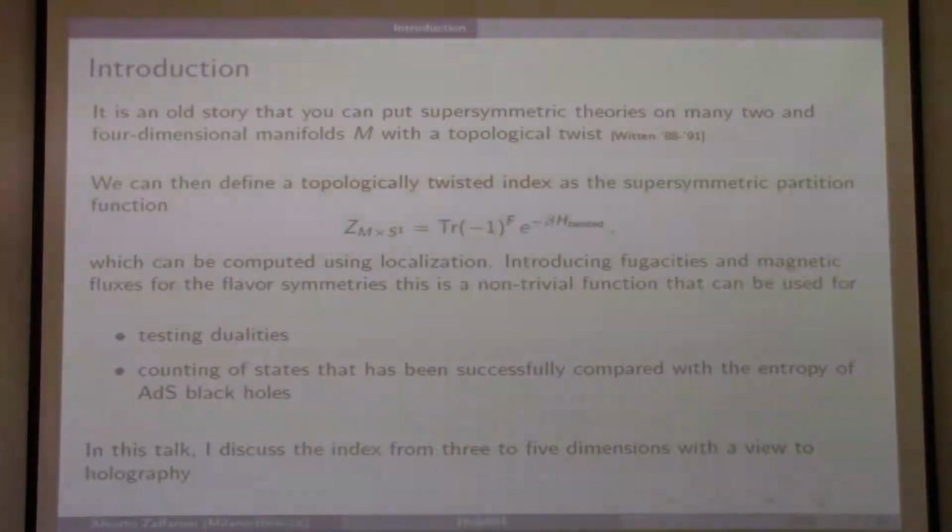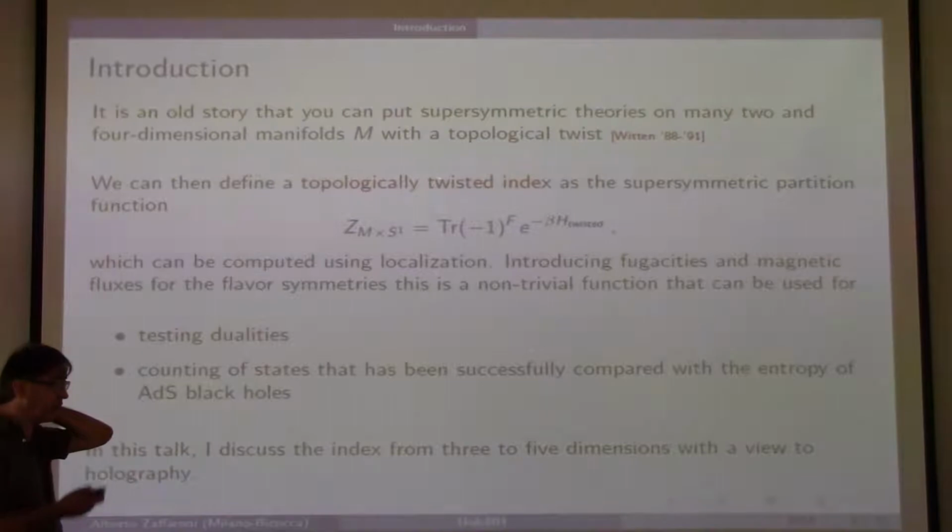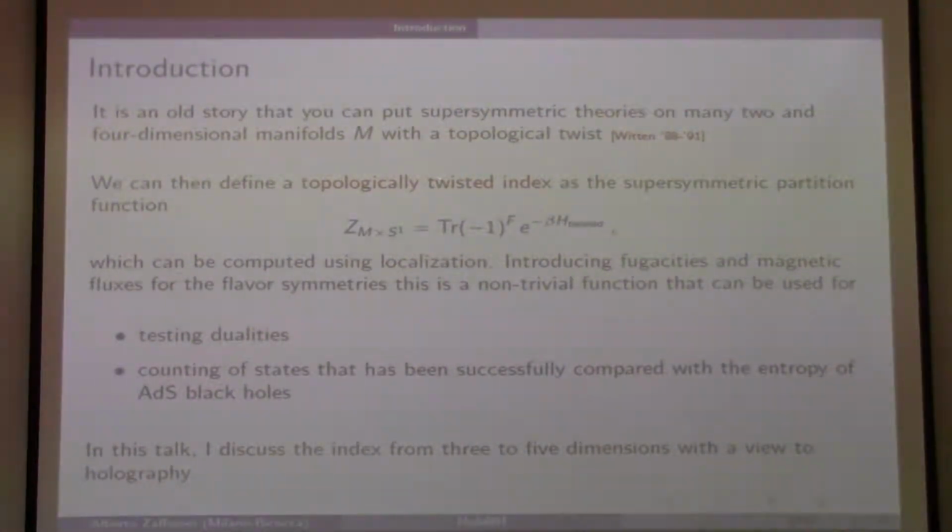As you know, this is a very long story. Using a topological twist, you can put many supersymmetric theories, if you have enough supersymmetry, on almost all manifolds in 2 and 4 dimensions. This goes back almost 30 years ago. And the topologically twisted index is just a sort of index in this particular theory with a topological twist, so it's just a trace of (-1)^F e^(-beta H), the Hamiltonian of this twisted theory.